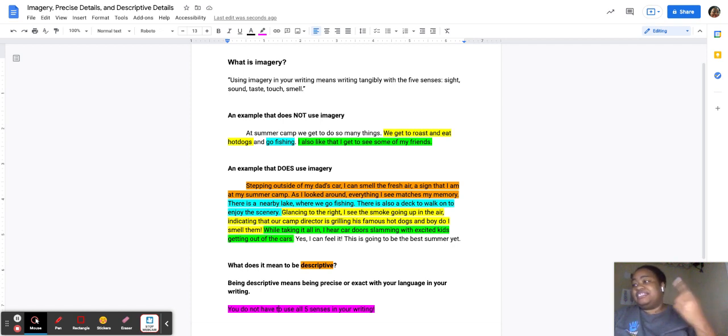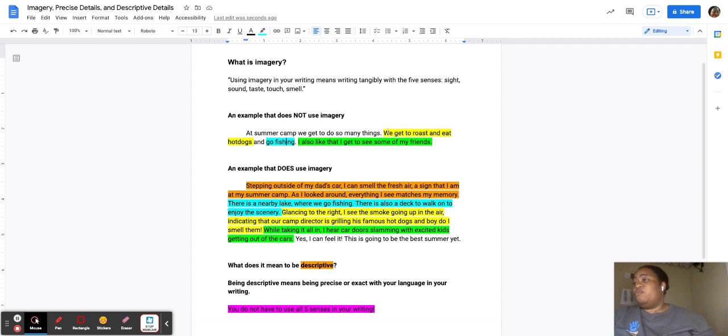Let's look at sight. Does it talk about what they see? Yes, look at that. As I looked around, everything I see matches my memory. There's a nearby lake where we go fishing. There is also a deck to walk on. I have them highlighted here.